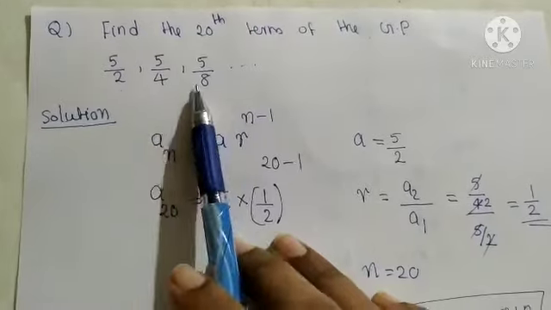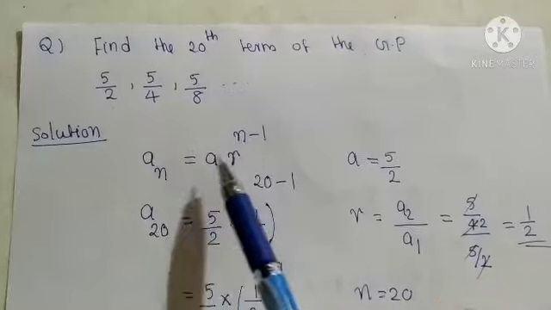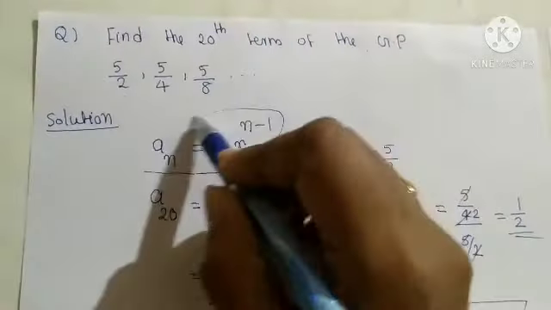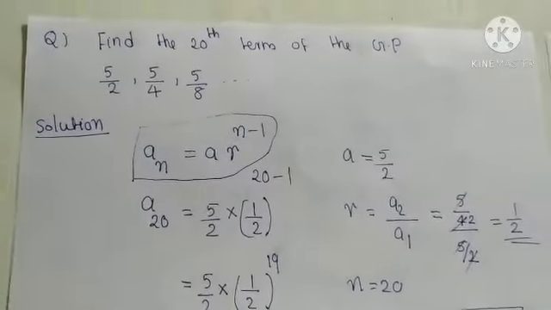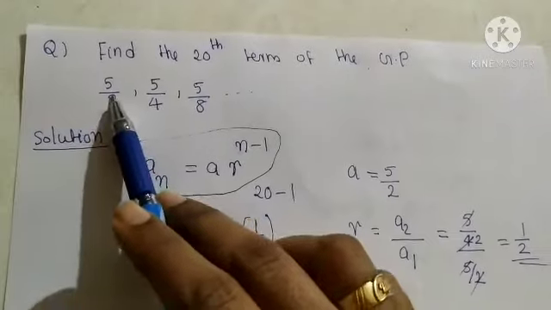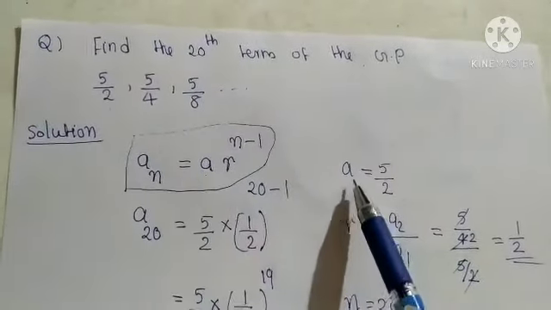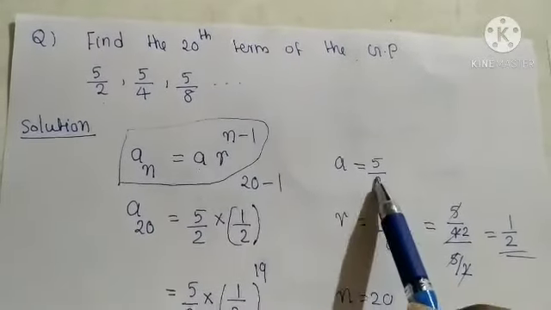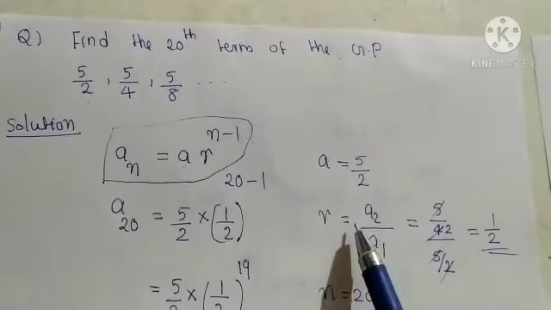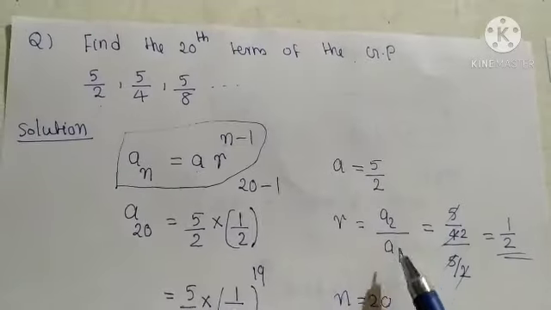Here we know that the formula for finding the nth term in a GP is a r raised to n minus 1. Right, a r raised to n minus 1. So here, given that a is the first term, we get a as 5/2. And r is the common ratio, which we get by taking the ratio of the second and first term.